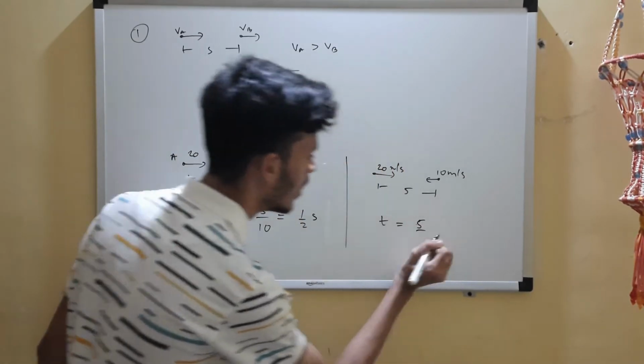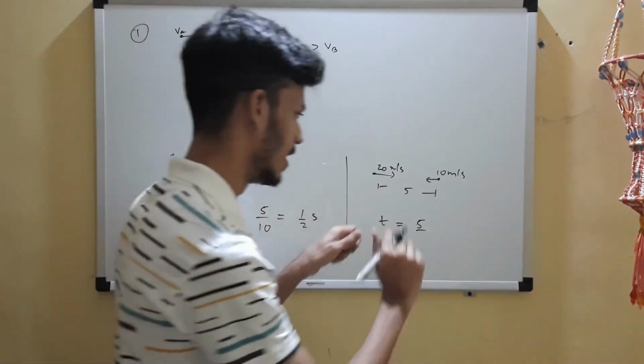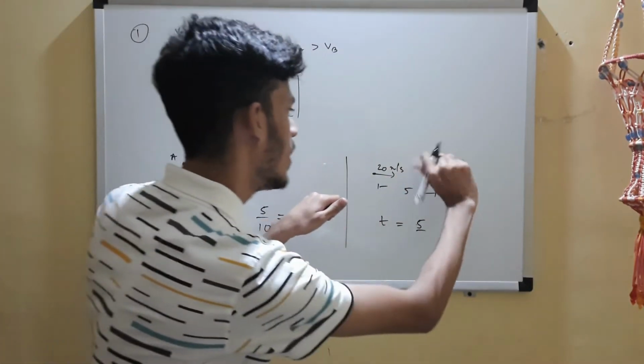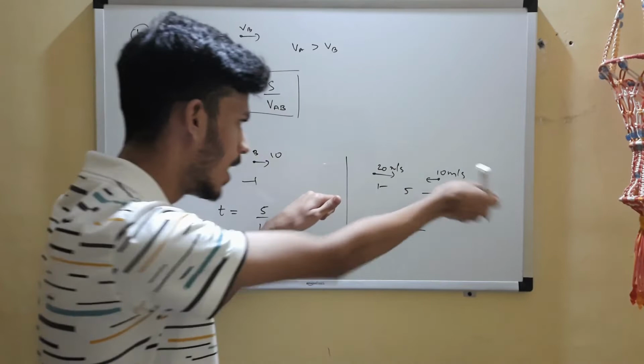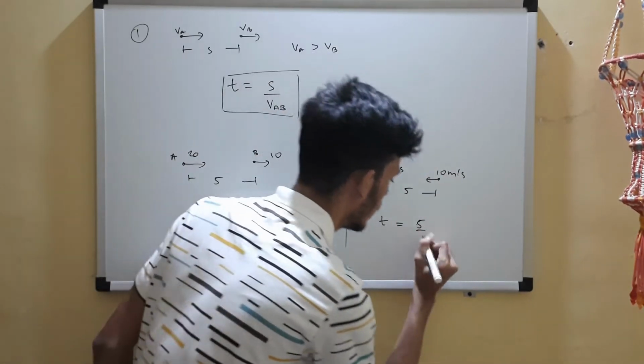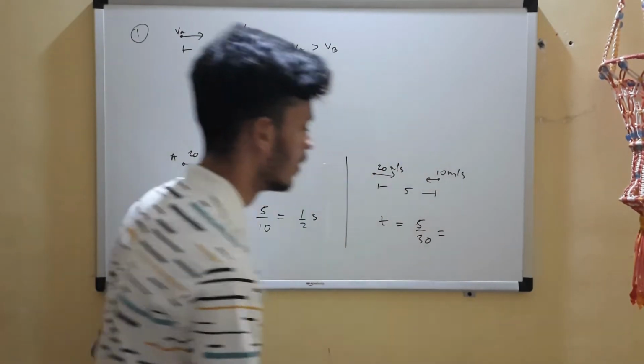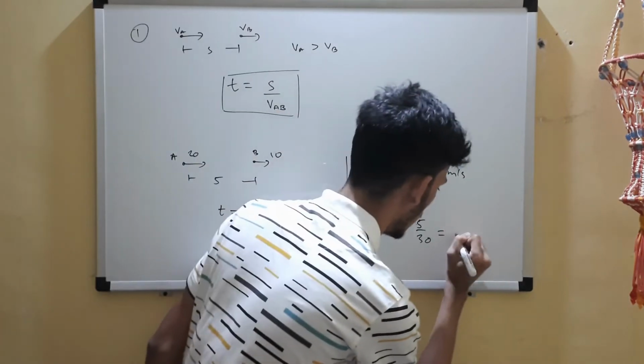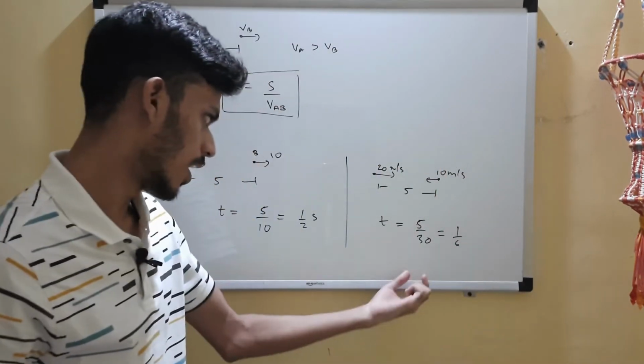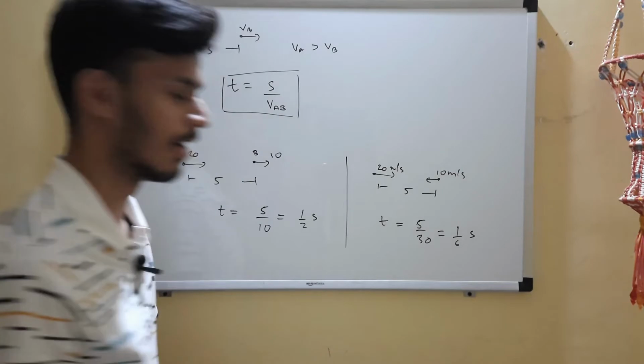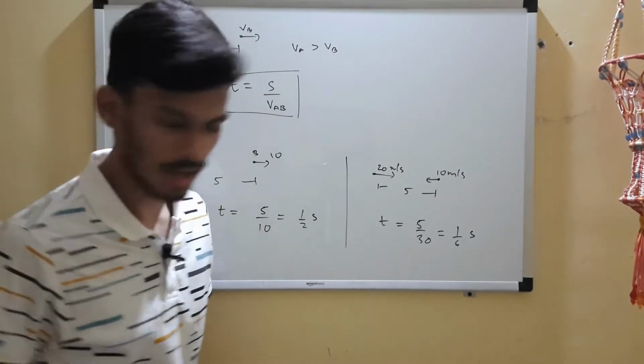So coming back to time, time is distance upon speed. Distance is 5, and the speed is the relative speed with respect to b. So flip and keep: 20 plus 10, 30. They are approaching, so the relative speed is more. So 5 upon 30, 1/6 of a second, right? Correct.